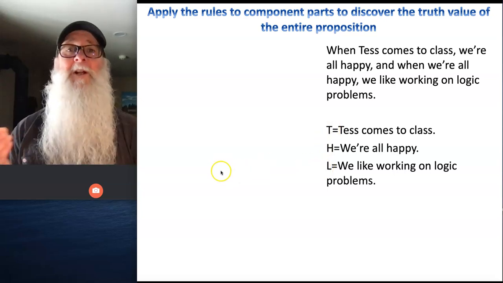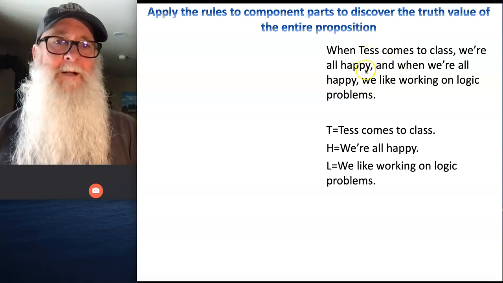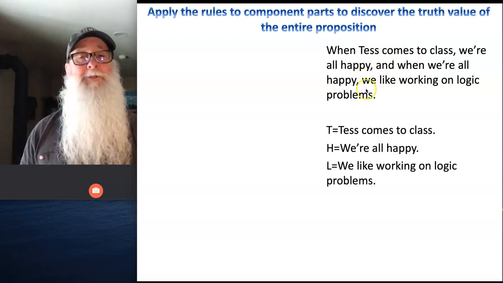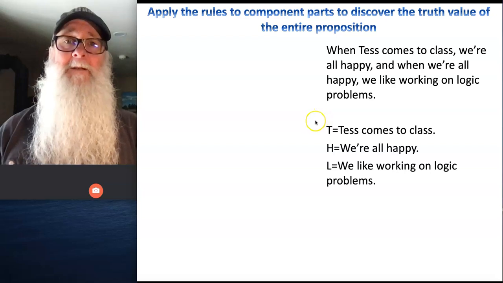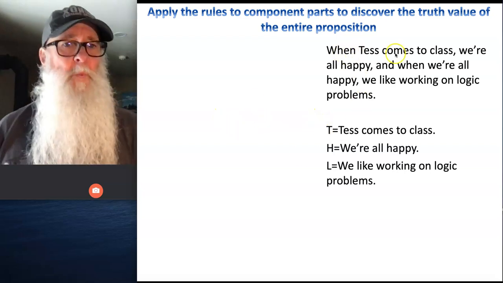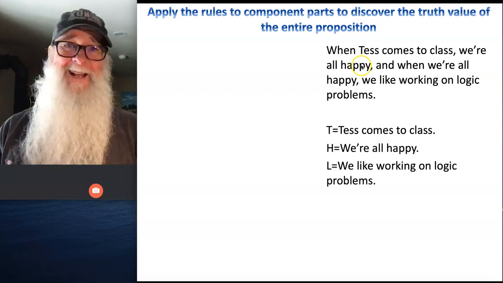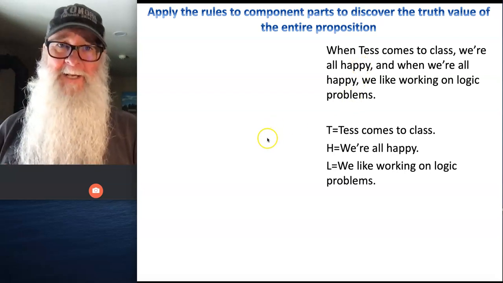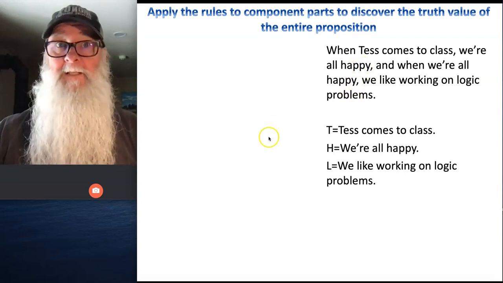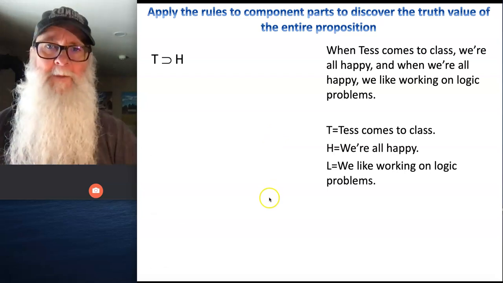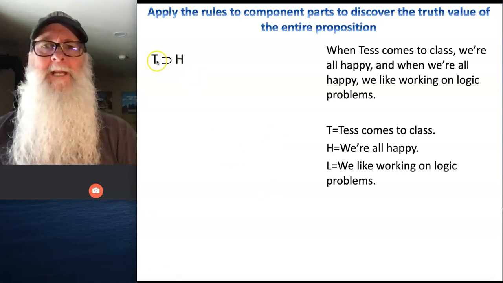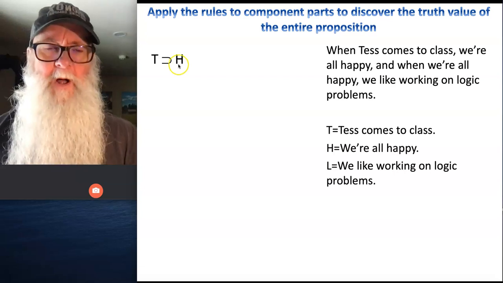And now we can use our operators to symbolically represent this statement and determine the truth value of the main operator. So, when Tess comes to class, we're all happy. That sounds an awful lot like a conditional statement to me. Sort of sounds like if Tess comes to class, we're all happy. And we can represent that using our horseshoe. If Tess comes to class, then we're all happy.